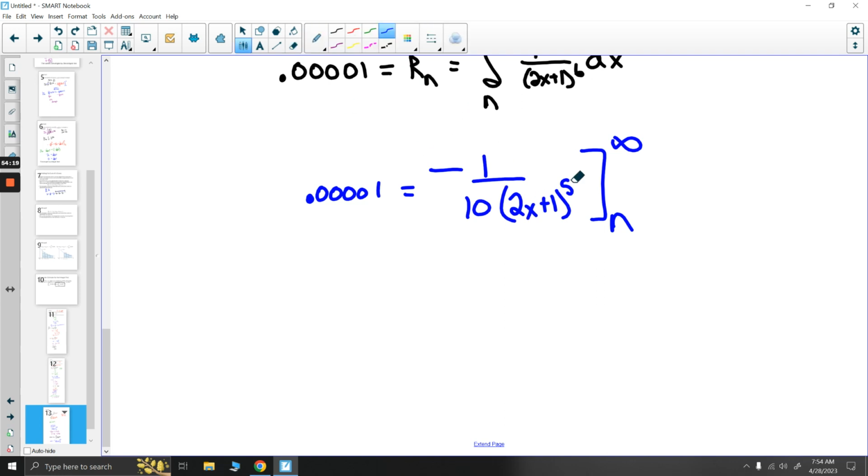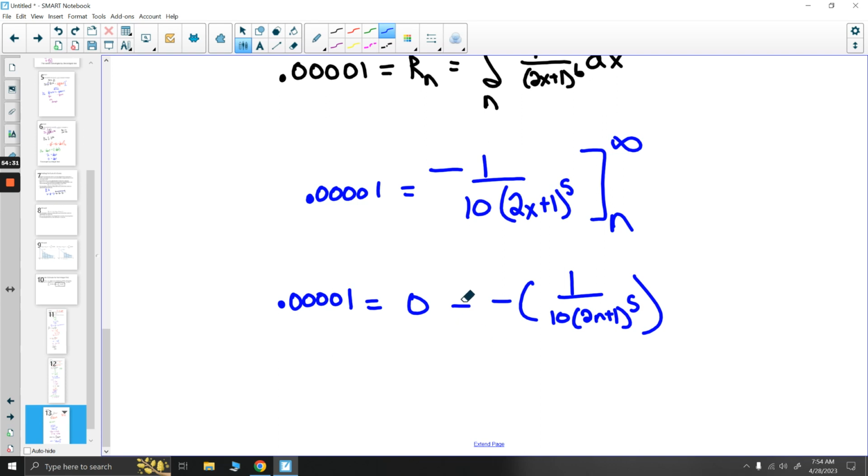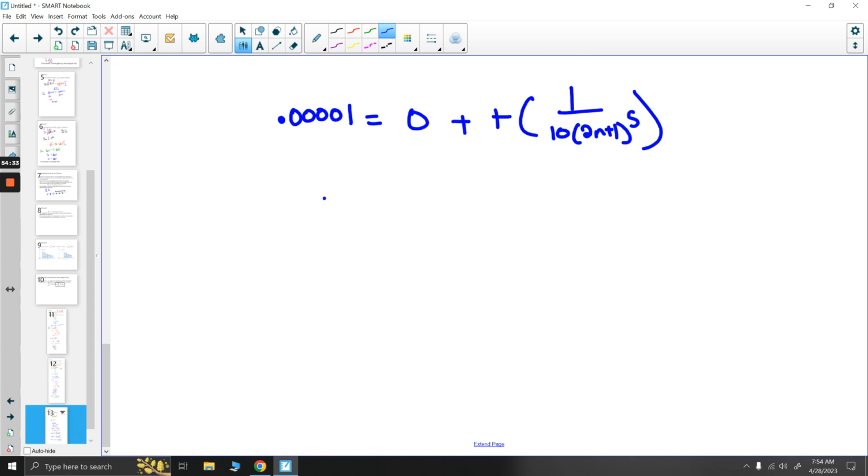Okay, so plugging in infinity into this, we get 0 minus a negative 1 over 10 times 2n plus 1 to the 5th. So that means plus 0.00001. So one thing to be aware of is just simply finding a partial sum and then determining its estimate might be easier for you depending on your problem.